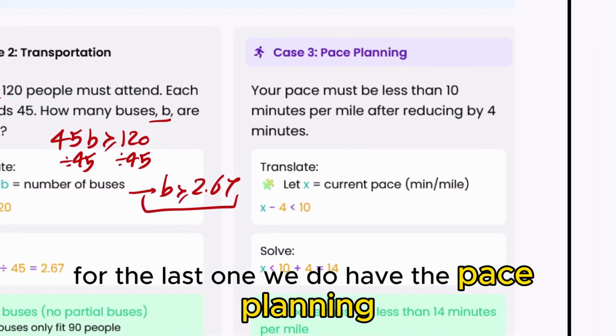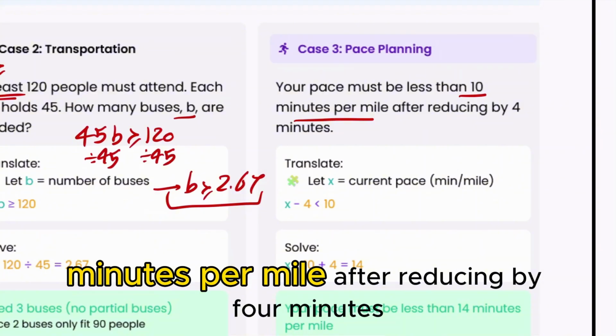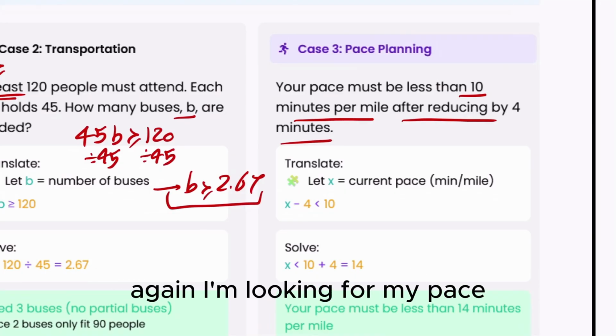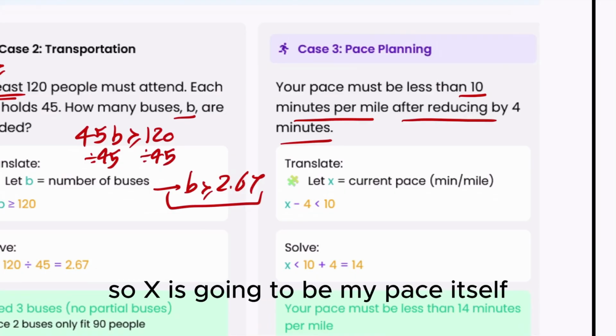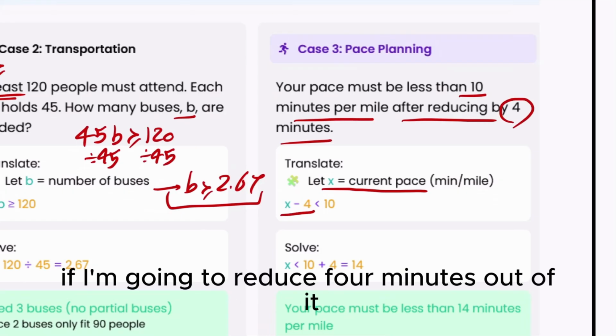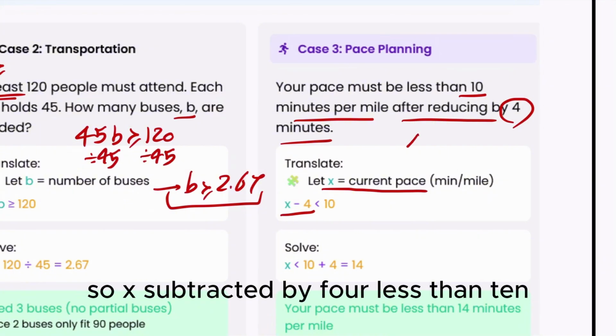For the last one, we do have the pace planning. It means that your pace must be less than 10 minutes per mile after reducing by 4 minutes. So what did it say? It says that I do have a pace. Again, I'm looking for my pace, so x is going to be my pace itself. If I'm going to reduce 4 minutes out of it, still my pace should be less than 10. So x subtracted by 4 is less than 10.